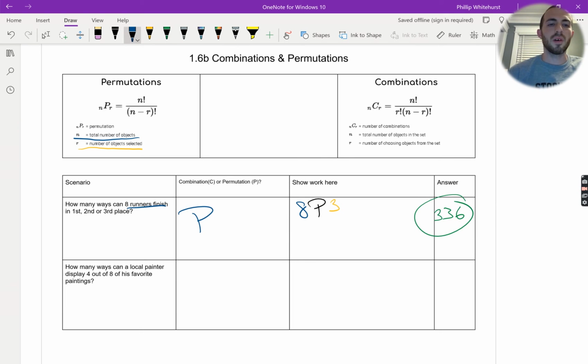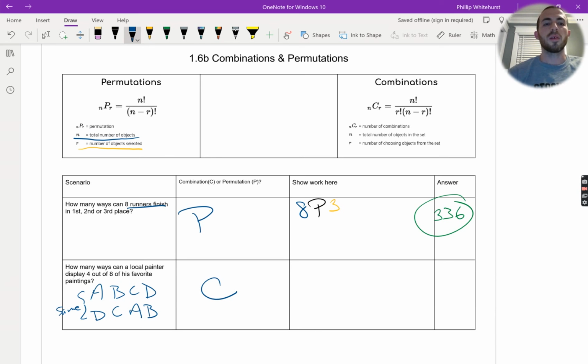Looking at the second example, how many ways can a local painter display 4 out of 8 of his favorite paintings? Now, in this case, he's just concerned about which 4 are up. So if he has A, B, C, D hanging, and they're just in different spots, the same 4 are still hanging. This is the same situation, so that means order doesn't matter. So that's going to be a combination.